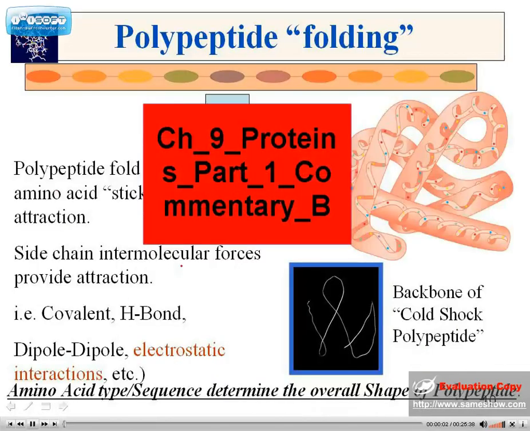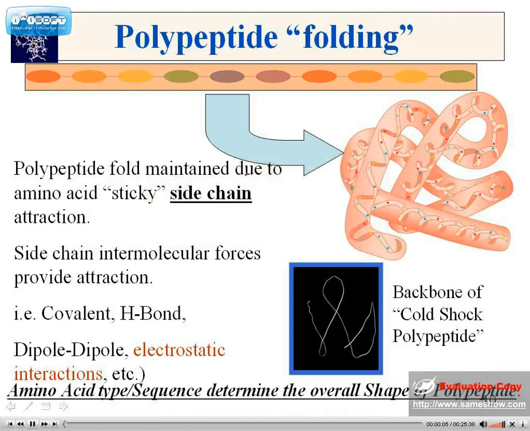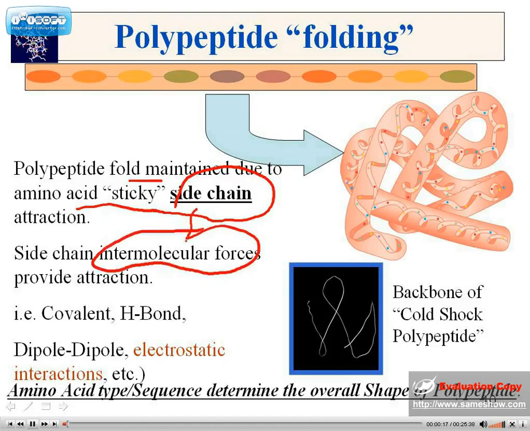Let's move on. I beat this to death already, but polypeptides fold and are maintained due to amino acid stickiness, and that's from the side chain intermolecular forces. You'll be responsible for identifying what type of intermolecular forces are occurring between the side chains. Are they covalent bond, hydrogen bond, dipole-dipole, or ionic forces? Now, instead of saying the word ionic forces, we use the term electrostatic interactions. Another word for the same thing. If you put ionic forces, I'd still give you credit for this.